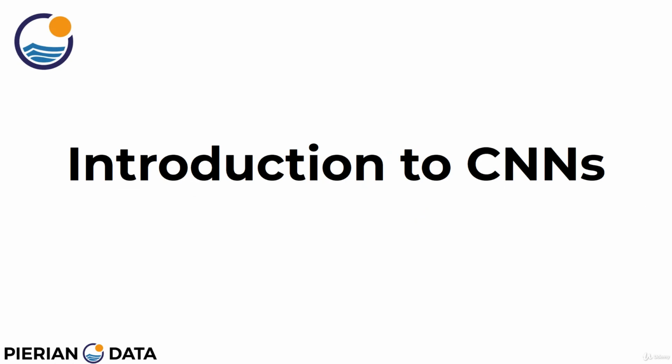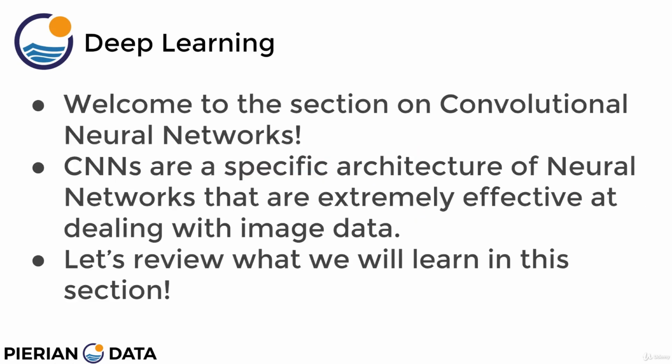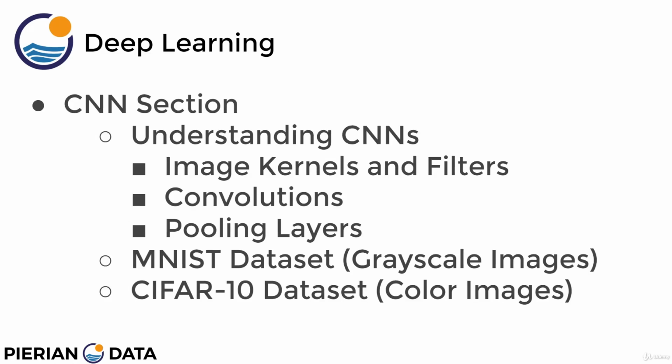Welcome everyone to this section on convolutional neural networks. Convolutional neural networks are a specific architecture of neural networks that are extremely effective at dealing with image data. In this lecture, I just want to quickly review what we're going to be learning about in this section of the course. We're going to start off by trying to understand the theory behind convolutional neural networks and what makes them different than artificial neural networks.